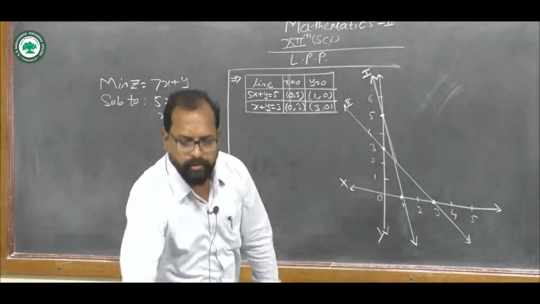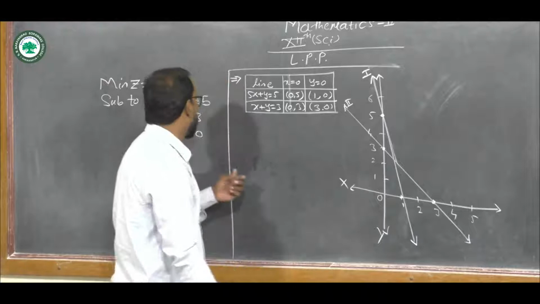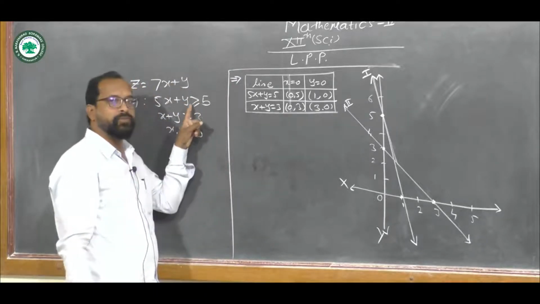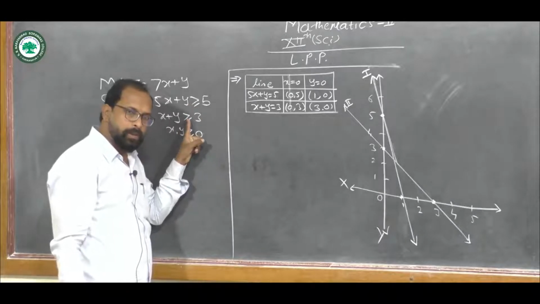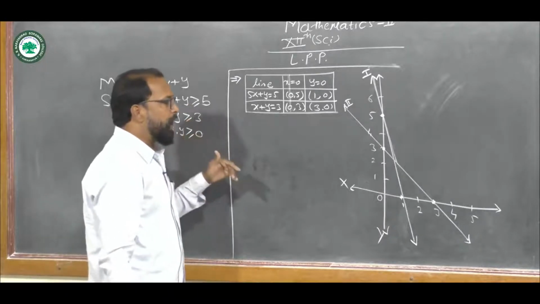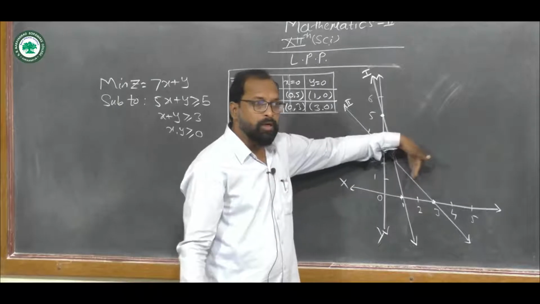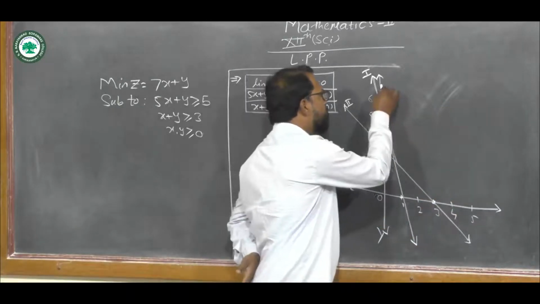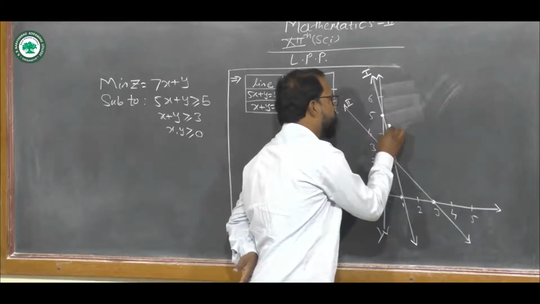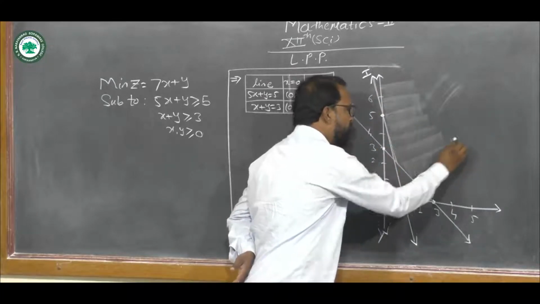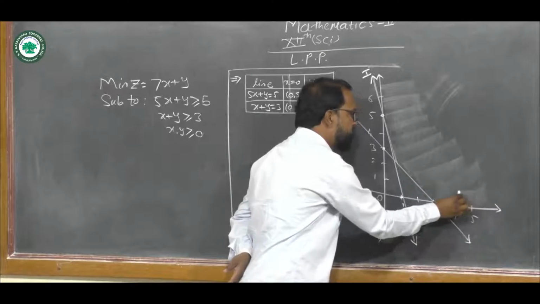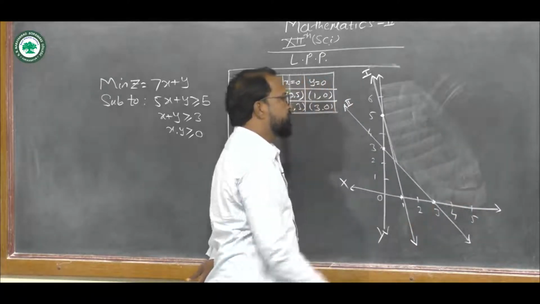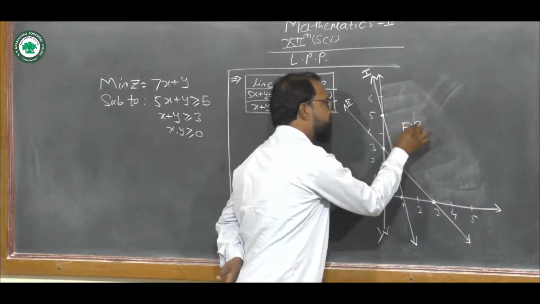Now observe here both the constraints. Both the constraints are of the type greater than or equal to. So we have to consider a region away from the origin, from both lines, and so the required feasible region will be this one. This is the unbounded region. So this is the feasible region.